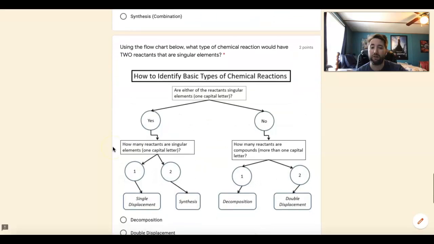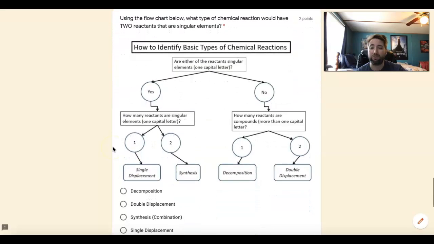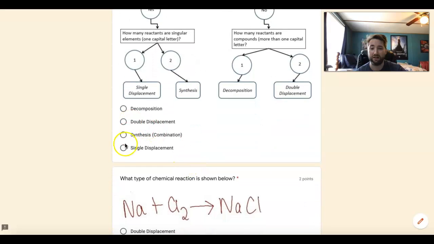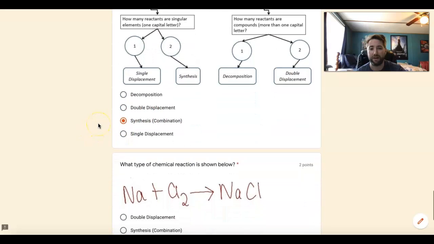Alright, using the flowchart below, what type of chemical reaction would have two reactants that are singular elements? Are either of the reactants singular elements, one capital letter? It says yes, we have singular elements. So we're going to go here. How many reactants are singular elements, one capital letter? If it's two, it's got to be synthesis. So we're going to click on synthesis right here, which is combination.